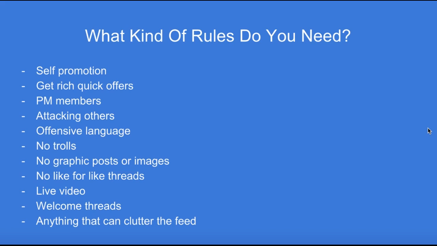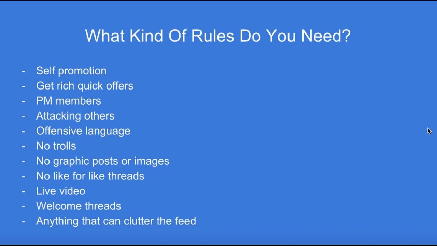Next, you want to make sure that it's crystal clear that this is not a space for people that are coming in to troll. We're actually going to talk a little bit later on about how to handle trolls, and you just want to make sure that they know from the beginning that this is not the place for you. Next up, you want to make sure that you're clear about the types of posts that people are allowed to share in your group. And so you want to make sure that they're not sharing graphic posts or images that were inappropriate and that people don't need to see. You may also want to include a rule about no like for like threads.